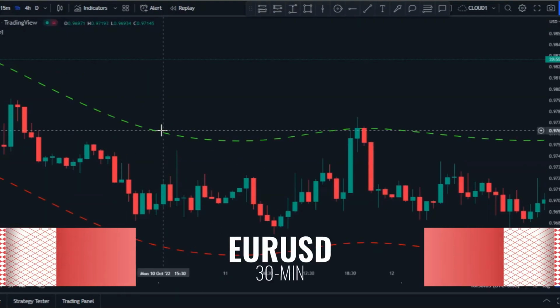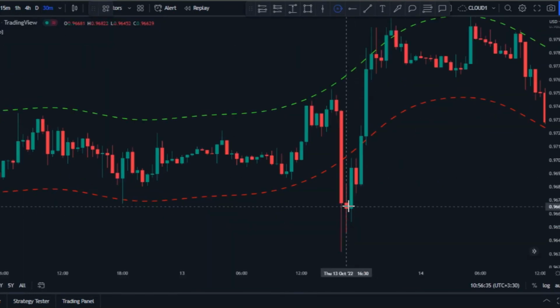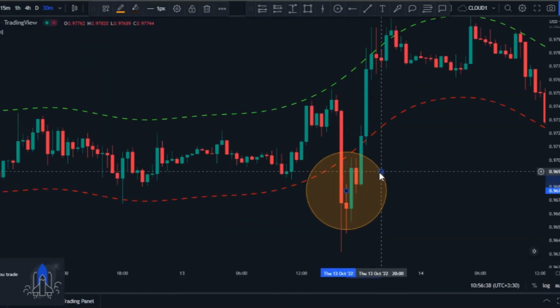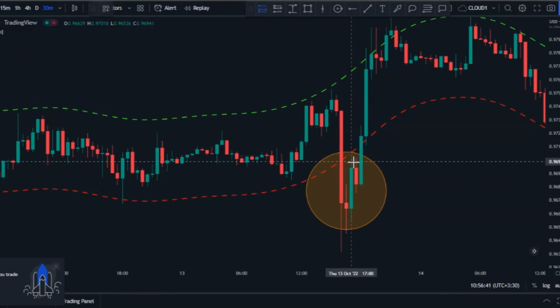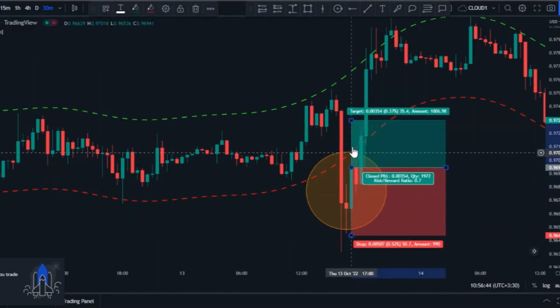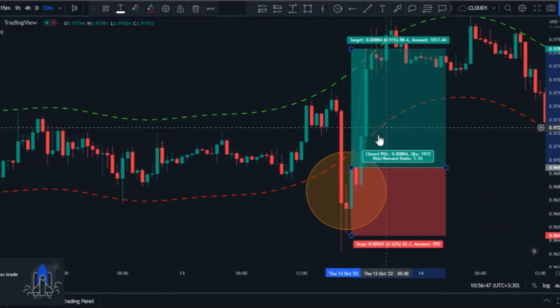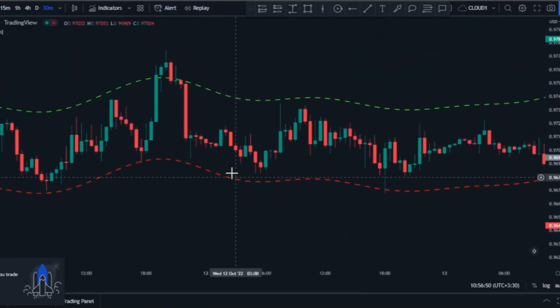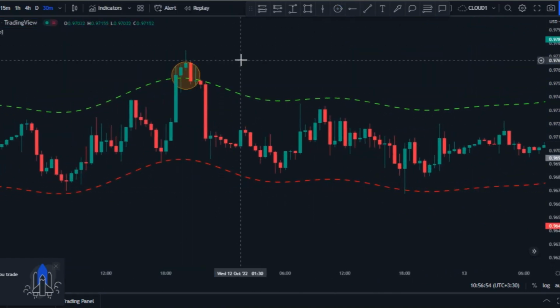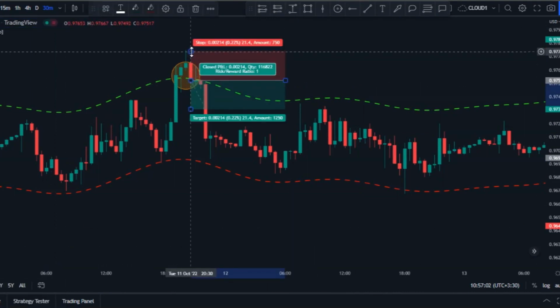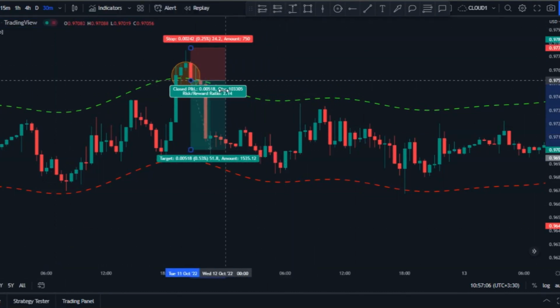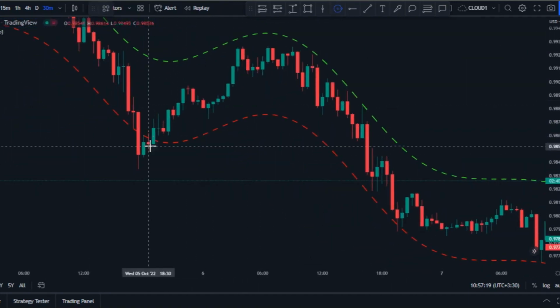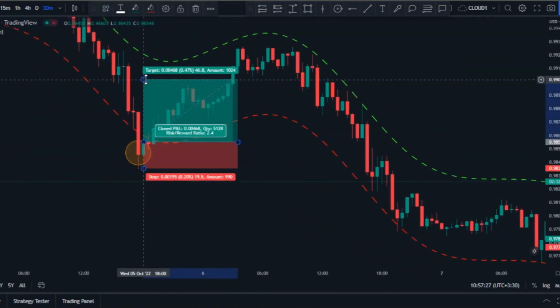Now let's check out Euro USD 30-minute time frame. The candlestick closed below the lower band and a green candle appeared, so we can place our buy order. There is another short signal here. We have another buy signal at the best price in the chart, and this trade also was a profitable trade. And this buy signal was also a profitable trade.